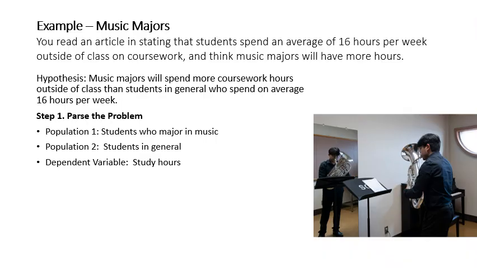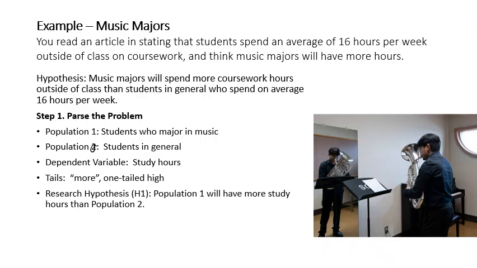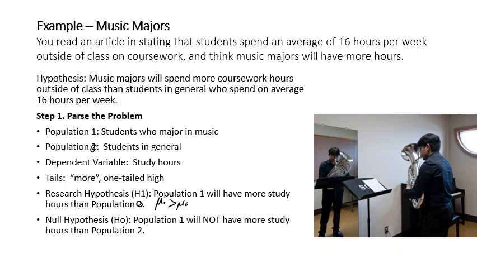We're measuring study hours. You'll remember that I am going to change over to referring to population 2 as population 0 because it represents the null hypothesis. The tails, we saw the word more, so it's a one-tailed high. And we have our research hypothesis, which we could also state as mu1 is greater than mu0. I'll write the 0 here. And we have the null hypothesis where we just add the word not or we put the equal sign.